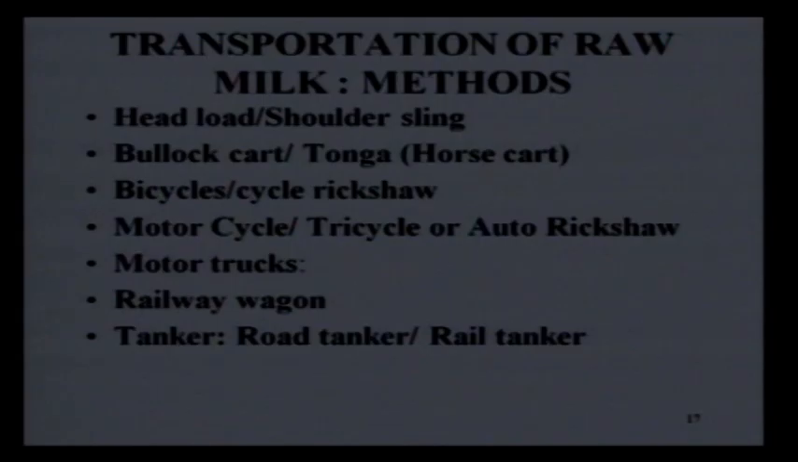The further advance is motorcycle, auto rickshaw or tricycle. Then we can also use the motor trucks. Then we have the tankers, road tankers or rail tankers. Then we also have the railway wagon. So these are the different methods of transportation, depending upon the quantity of milk collection.